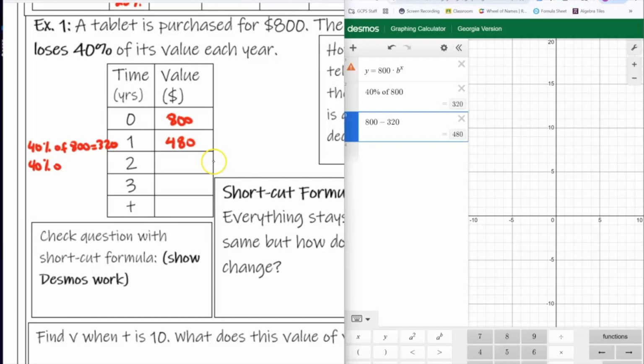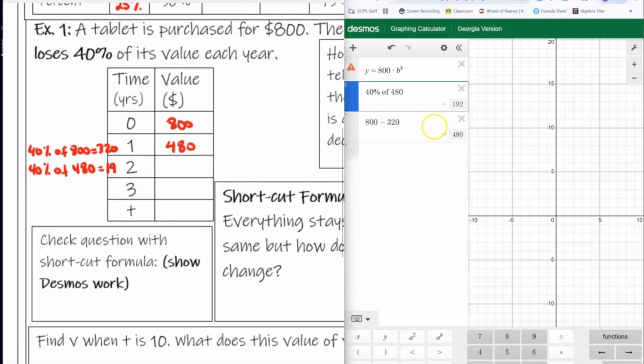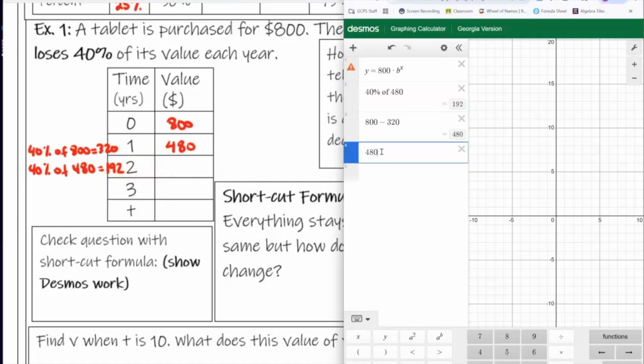40% of 480, which is going to give me 192. So remember, this is how much it is losing, not how much it's worth. So now if I want to find what it is worth in year 2, I'm going to take what it is worth in year 1, which is $480, and then subtract the 40% which it lost, which equates to $192. So at the end of year 2, it is worth $288.